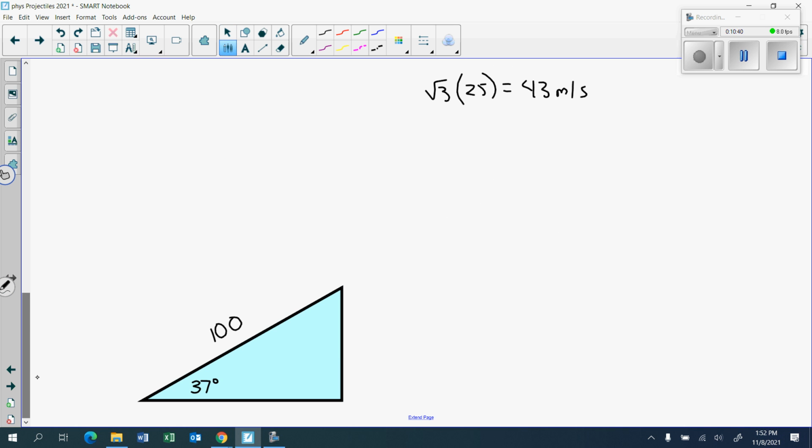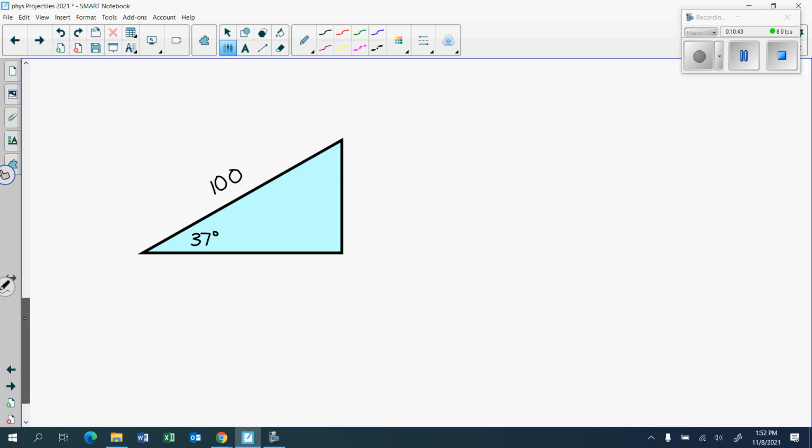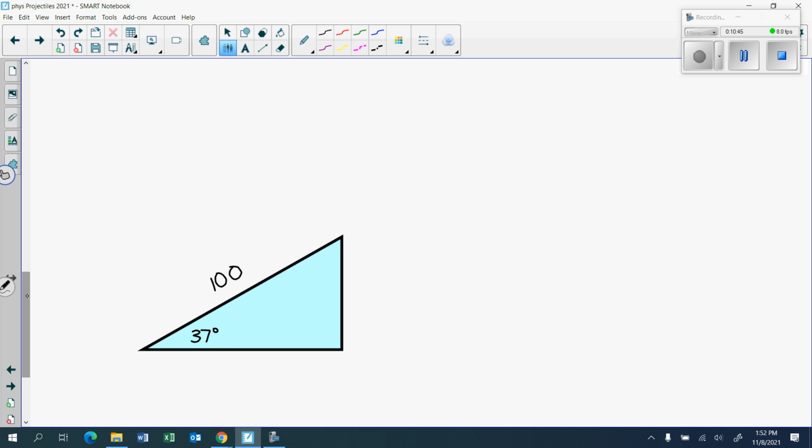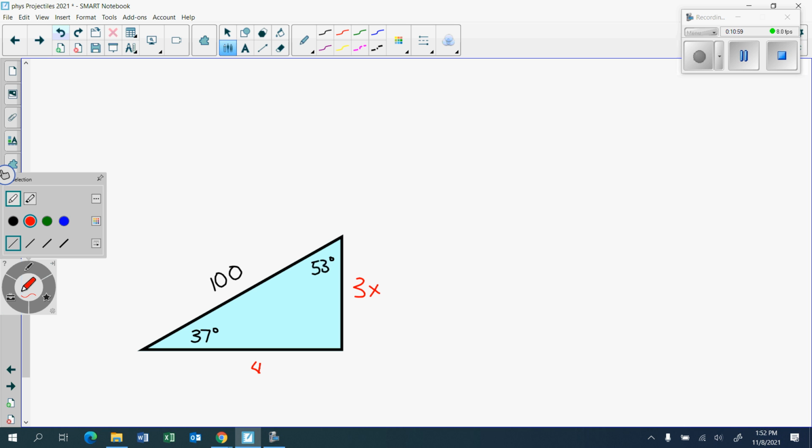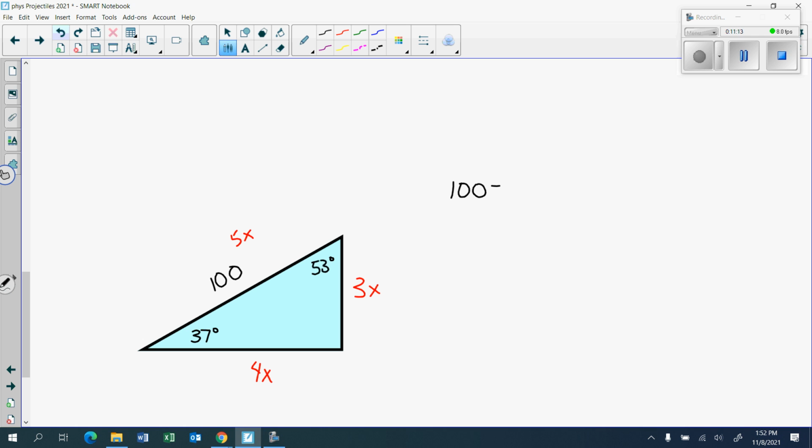And last, the 3, 4, 5 triangle. You're not going to be told that it's a 3, 4, 5 triangle. You're going to have to recognize that you have the 37 or the 53-degree angle. That means that I have 3x across from the small angle, 4x across from the big angle, and 5x is my hypotenuse. Since I know that I have a 3, 4, 5 relationship, I can do this in my head or I can write it out.